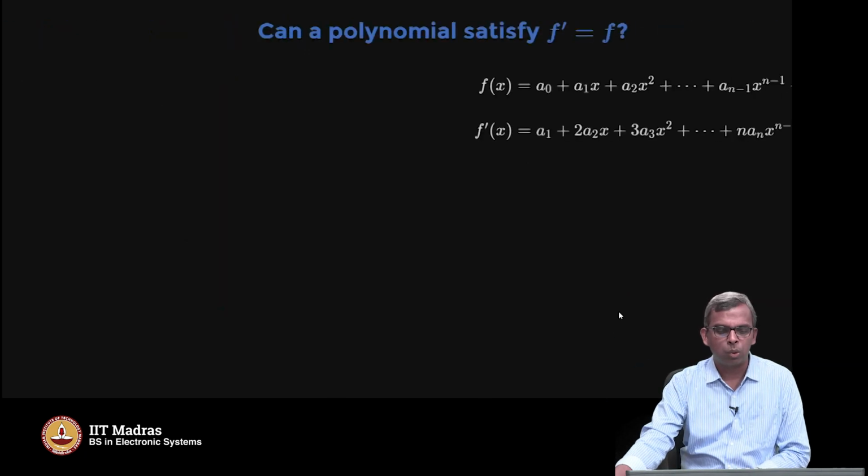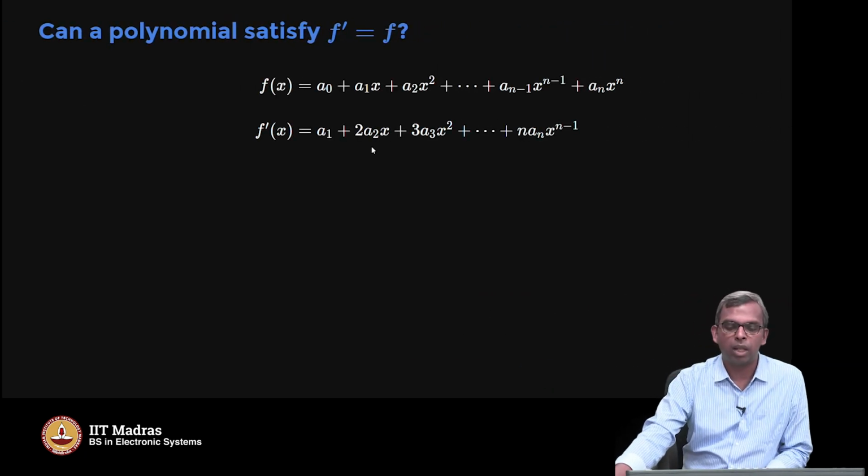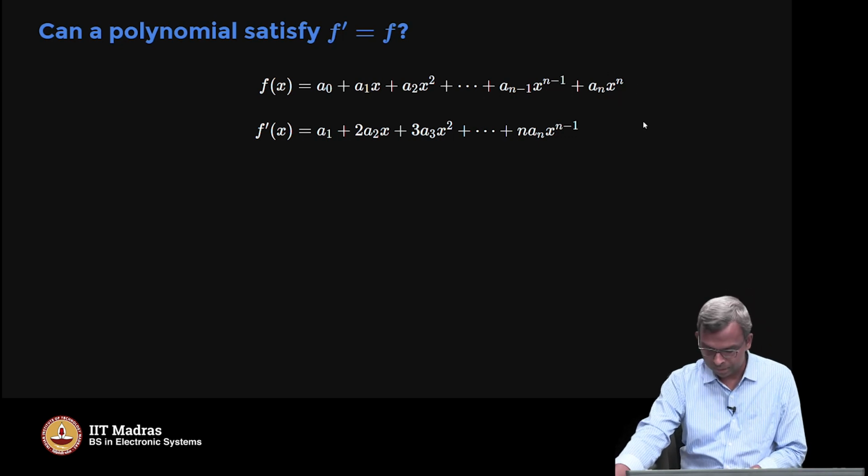So if you were to look at a polynomial, and ask a question, I have a degree n polynomial here. Can I have f prime equals f? If you try and ask this, you get very interesting answers. Notice what happens here. If I take a derivative, we will get a1, 2a2x, and so on till n an x to the power n minus 1. So there is a possibility that up to degree n minus 1, you can make these two polynomials the same, but the nth term will differ. Between f of x and f prime of x for a polynomial, the nth term seems to differ. So let's check that.